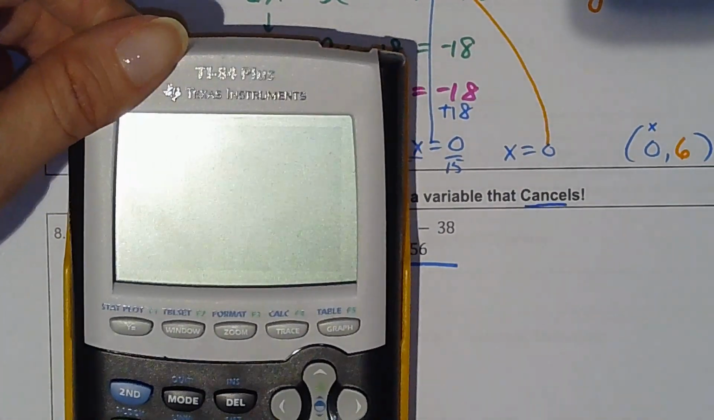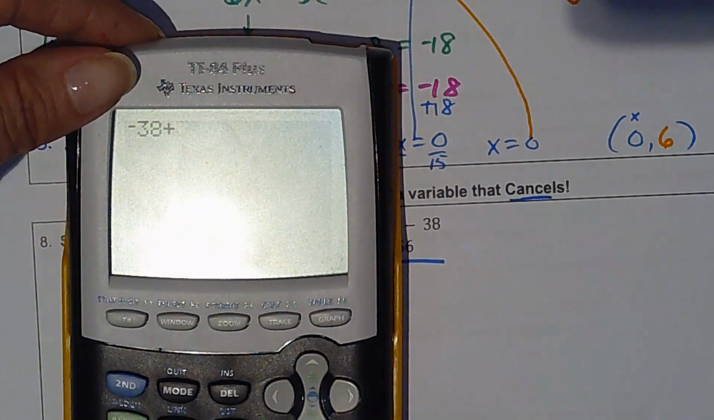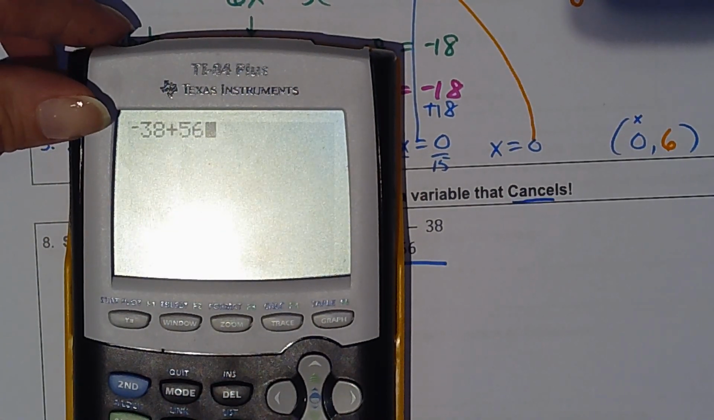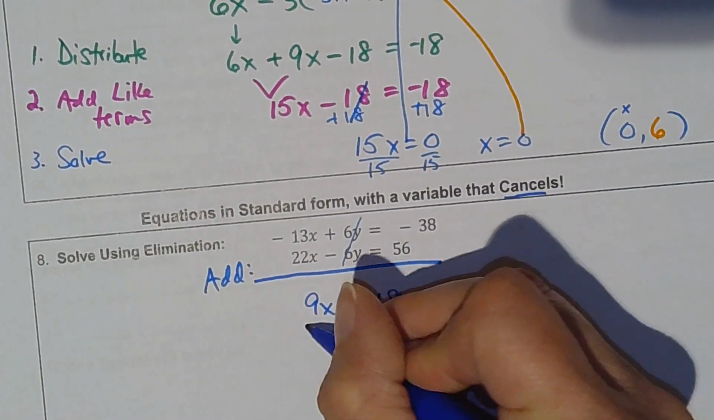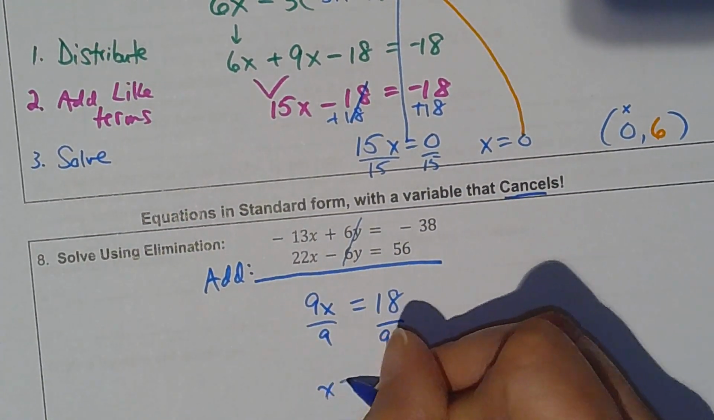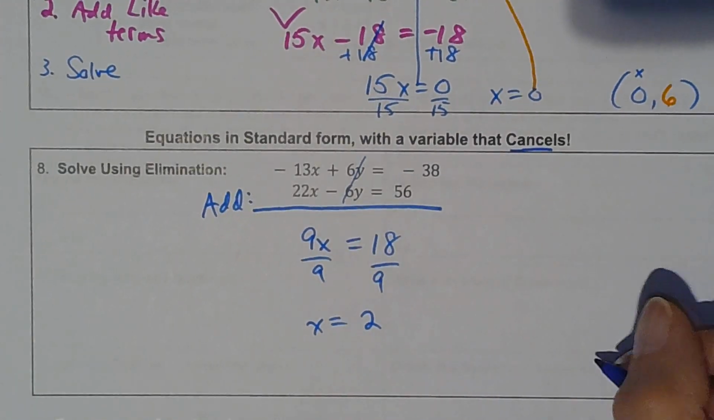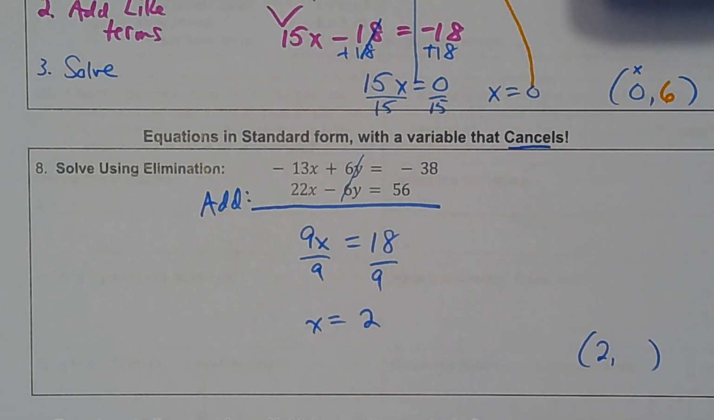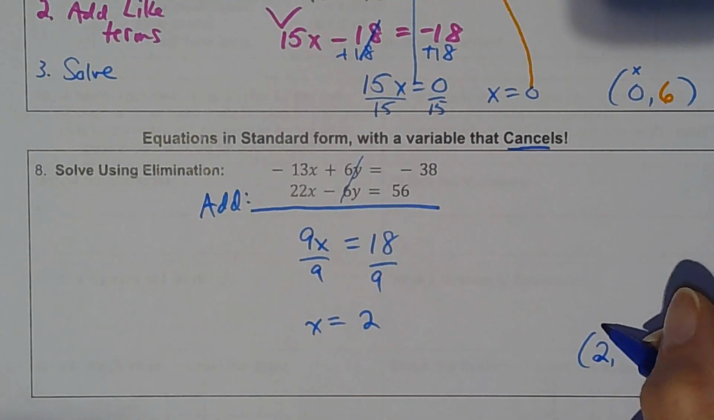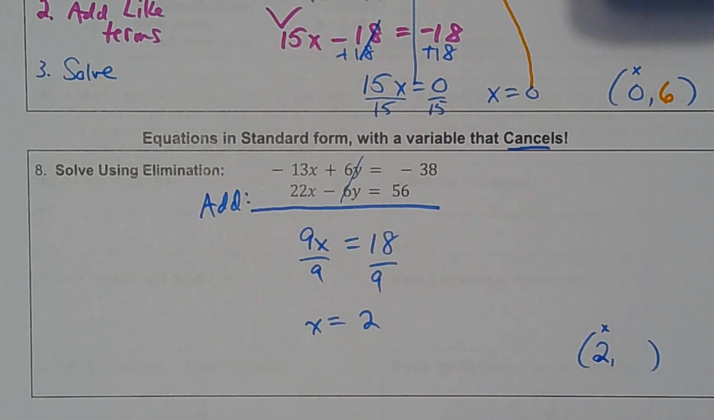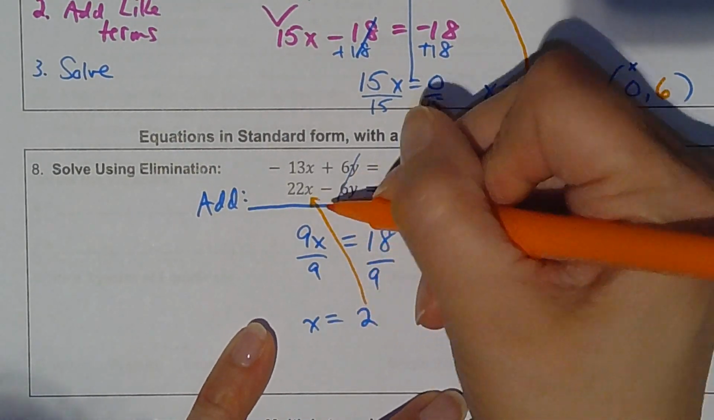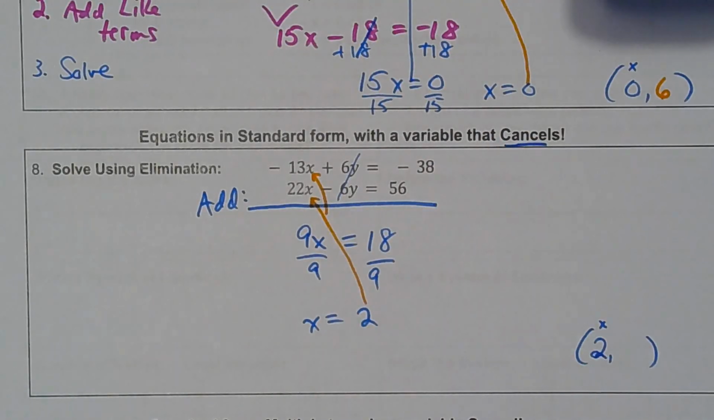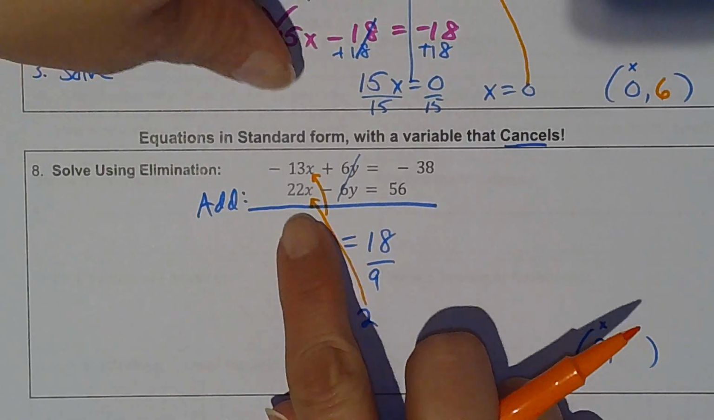Let's go ahead and add those together. What do you get with negative 38 plus 56? Yeah, we get 18 on that side. Divide both sides by 9, and our x value is 2. So we are halfway done. We have 2 for our x value. Would you like to replace the 2 into this bottom equation or this top equation? It doesn't matter. Let's pick the one that looks a little easier. I'm going to pick the bottom one.